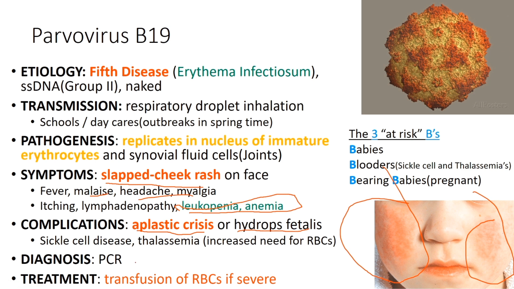Other things is hydrocephalus if it's congenital. So this is one of your TORCH infections. Sickle cell disease, thalassemias, that increases risk, PCR transfusion, and RBC.